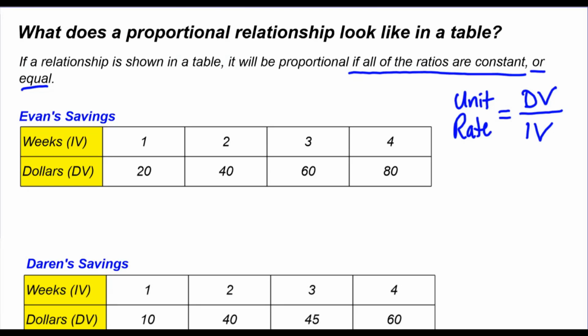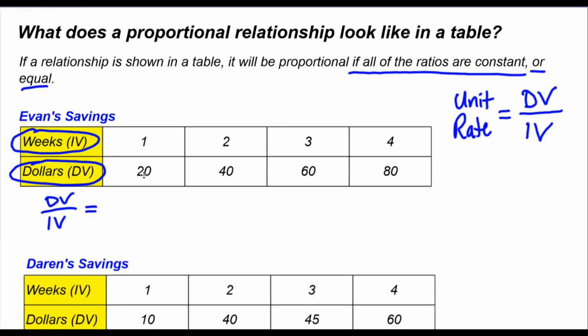So let's take a look here at a table of the amount of money that Evan has saved up over 4 weeks. So here we're comparing the amount of money saved in dollars and the amount of weeks that Evan has been saving. So I have here that weeks is the independent variable and dollars is the dependent variable, because the amount of dollars that Evan saves depends on how many weeks he's been saving. So if I were to ask, how much money has Evan saved? You'd have to know how many weeks he's been saving first. So weeks is the independent variable and dollars is the dependent variable. So when I'm finding my unit rate, I'm going to take the dependent variable divided by the independent variable.